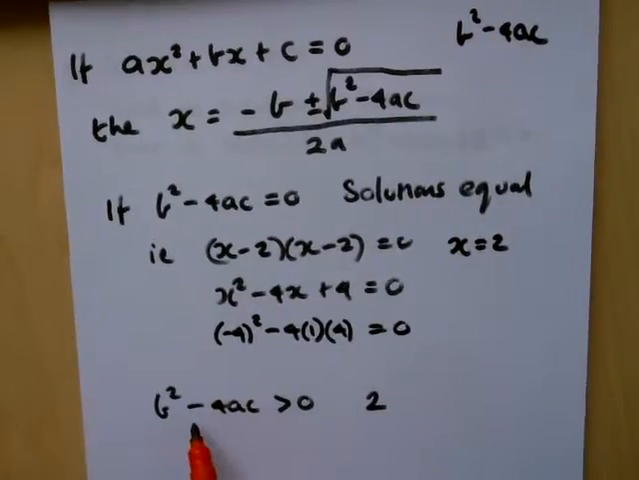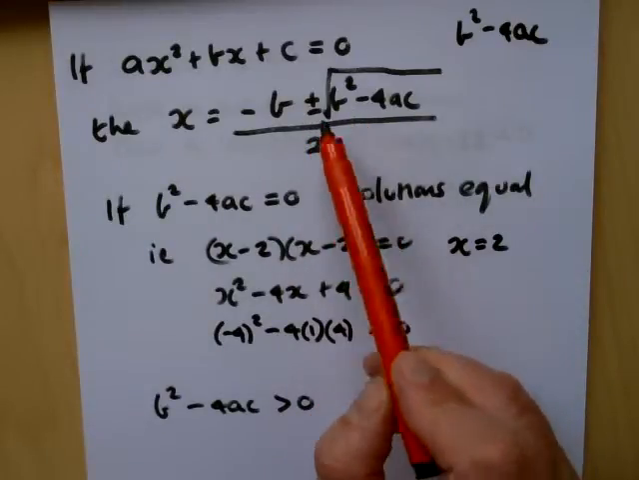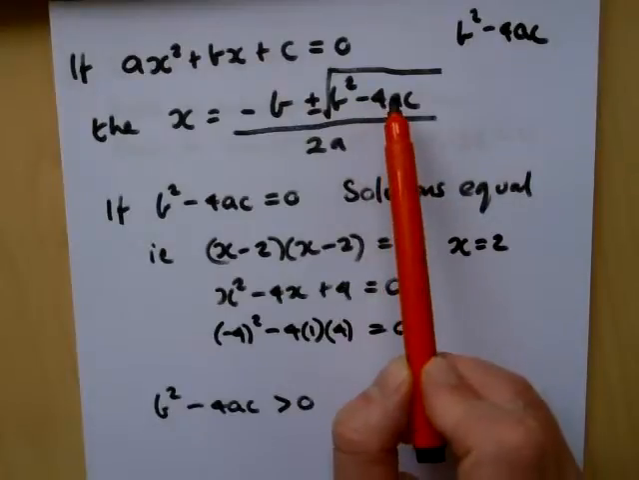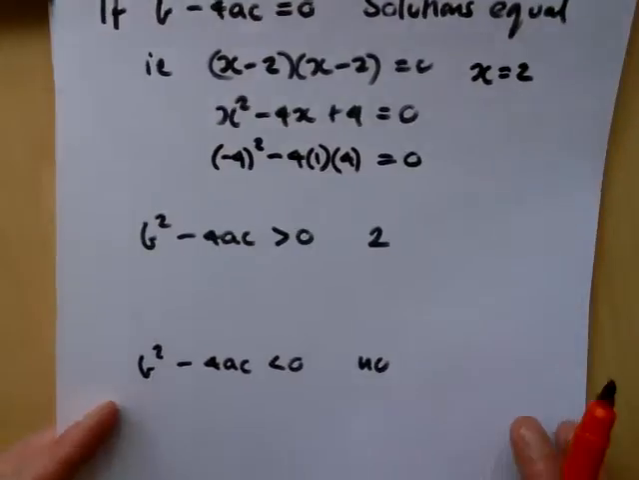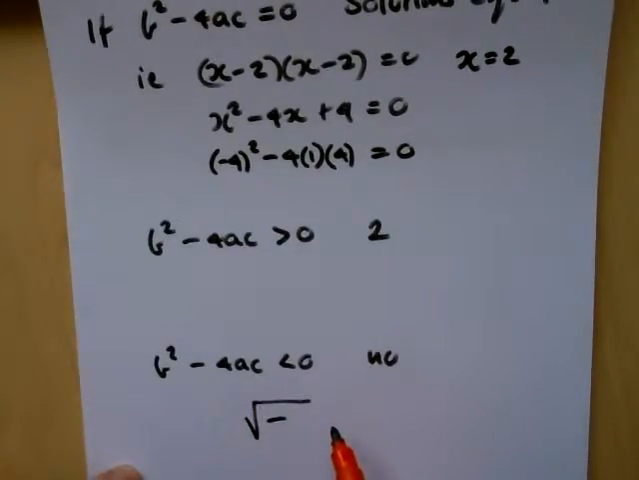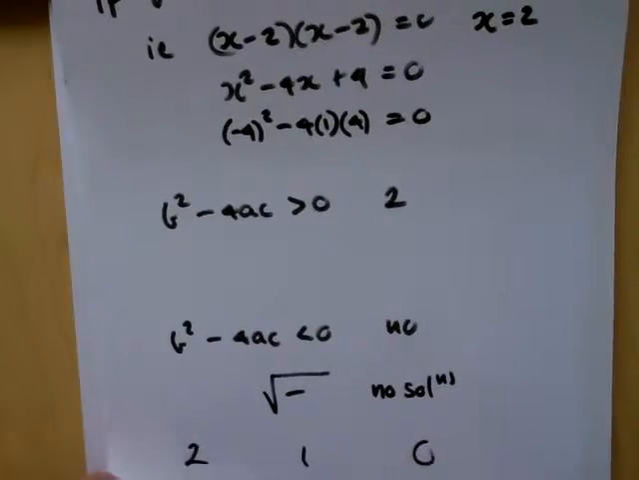Now had b squared minus 4ac been larger than 0, we would have got a plus and minus part added on to the minus b over 2a, and that would have given us two solutions, different solutions. And if b squared minus 4ac had been less than 0, we would have had the square root of a negative, which gives no solutions. So they are the three cases then. Two solutions, one solution, or 0.